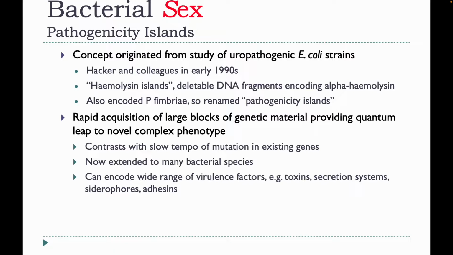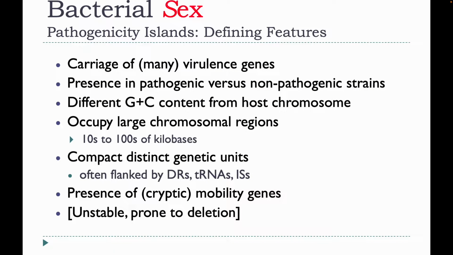They're a specific example of a more general class that we might call genomic islands, where you look at the difference between 2 different genomes, you'll see a whole bunch of genes have been shoved in, or sometimes deleted as well. So these things tend to carry virulence genes, more than one usually. They're present in pathogenic versus non-pathogenic strains. They often have this different GC content from the host chromosome.